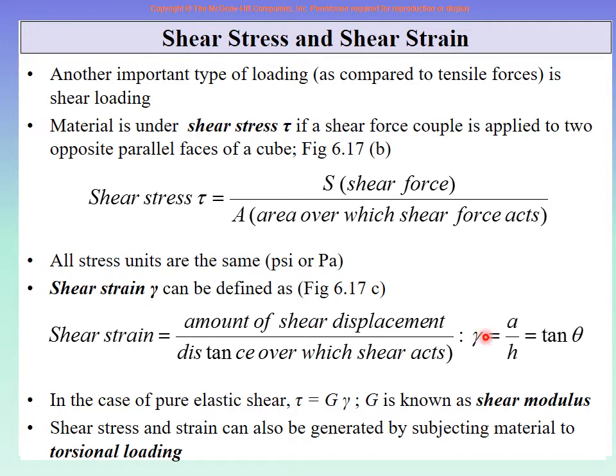Its symbol is gamma. The symbol gamma is for shear strain, and you will see in the figure, we will just show you that the change in length is A and the original length is H. And we will see later on that this is also equal to tan of theta. We will show you there, right? So shear stress is tau, shear strain is gamma.